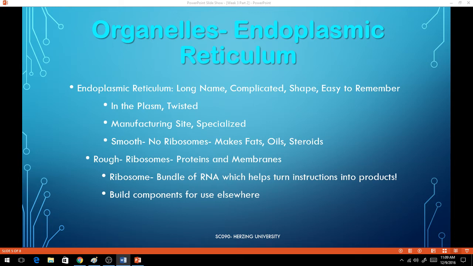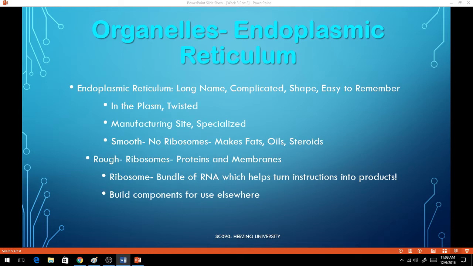This is very similar. The ER has two divisions, much like a factory may have two different lines. Or if you're working with metal, you might have like a shaping line and then a sealing line or something like that. One side, the smooth endoplasmic reticulum, assembles fats, oils, and steroids. The other side, the rough endoplasmic reticulum, has specialized equipment, those little crinkled up balls of RNA called ribosomes, to help build proteins and membranes.